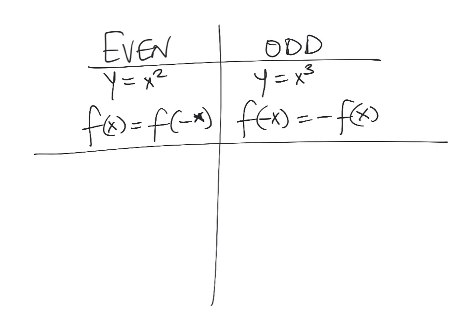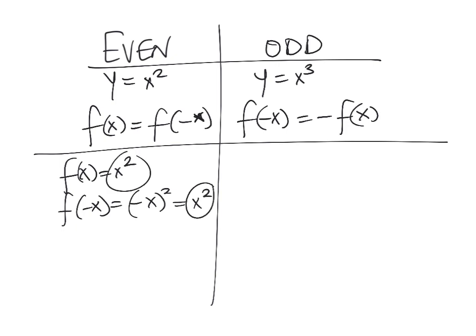Even. So you think of x squared. If you plug in f of x, it's x squared. What if I said, what is f of negative x? It's also going to equal x squared. So notice that f of x was equal to f of negative x. So when we look at an even function, first I've shown you one way we can derive it.